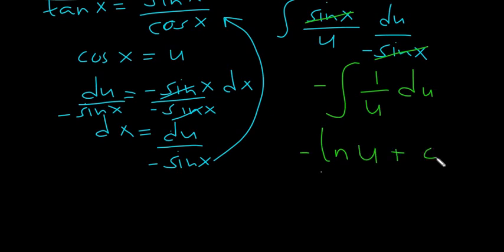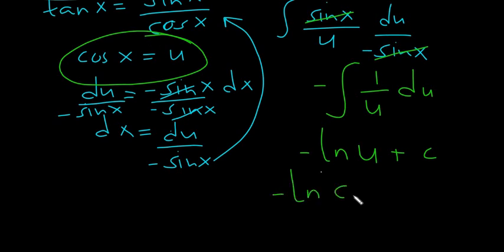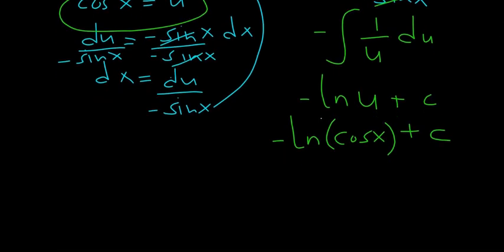plus c. But remember, the value of u is actually cos x, so we're going to have negative ln cos x plus c. But we are not going to leave it at that. We can still proceed further and simplify it further.